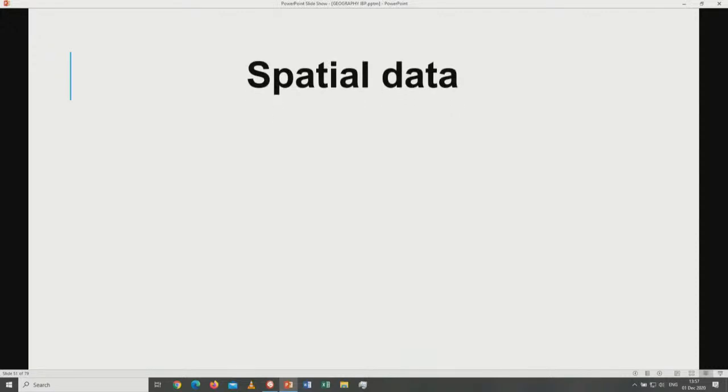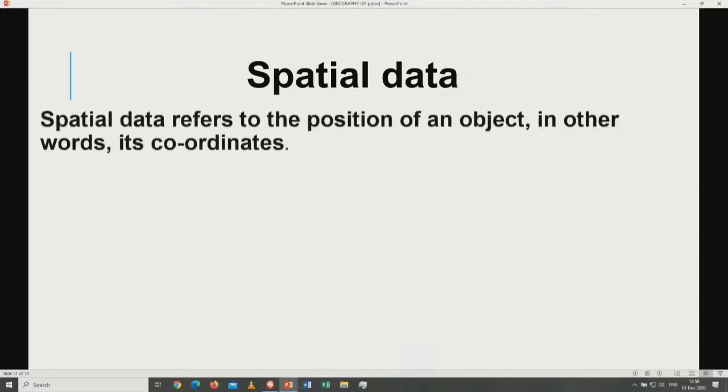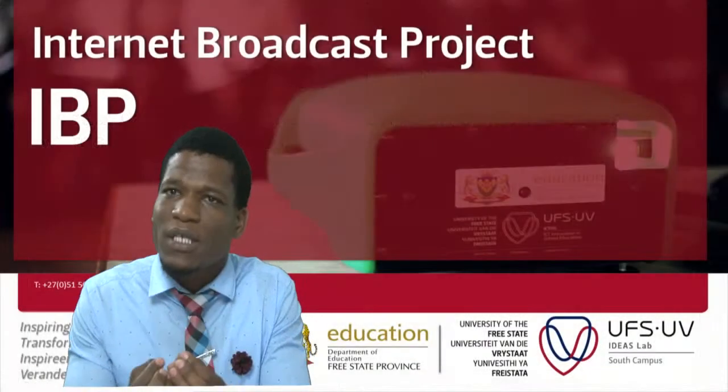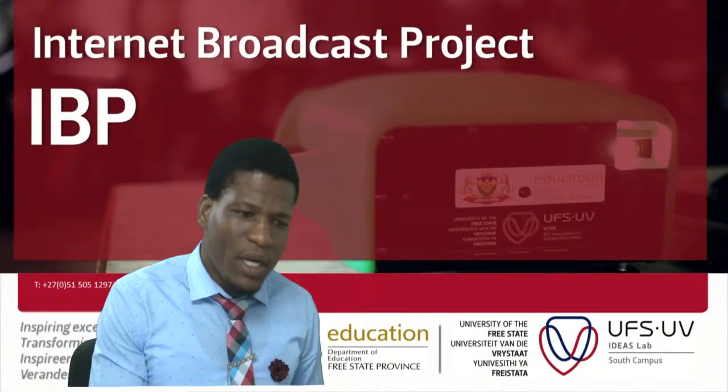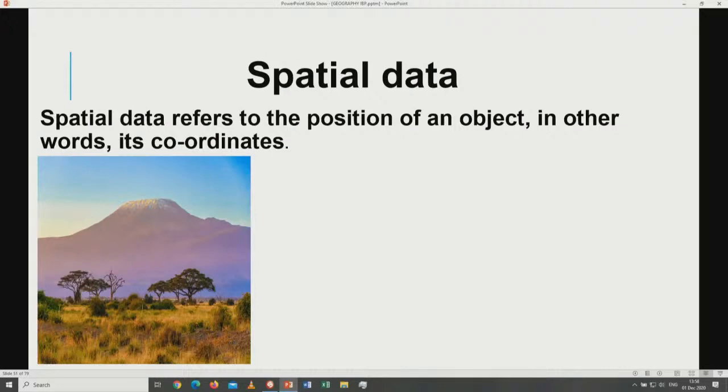What is spatial data? Please follow me carefully on this one. Spatial data refers to the position of an object, in other words, its coordinates. The fact that something exists in space, we call spatial data. Spatial means space. For example, a mountain is there. That is spatial data.